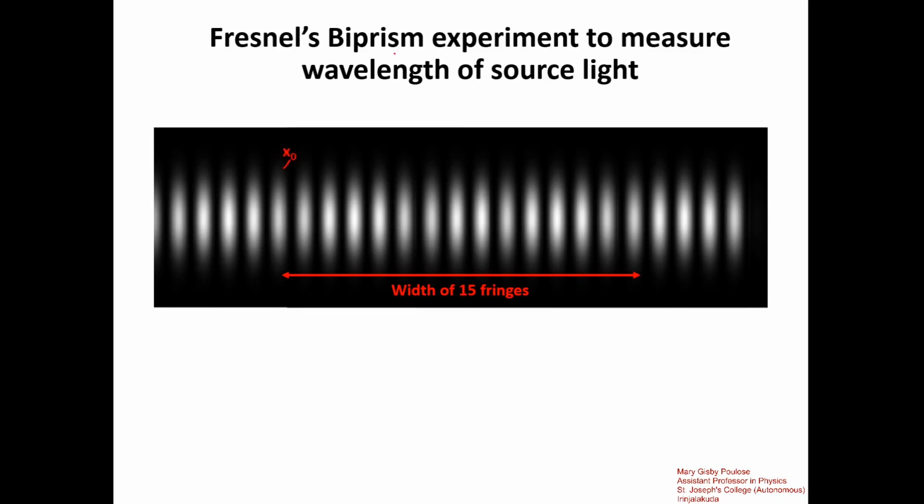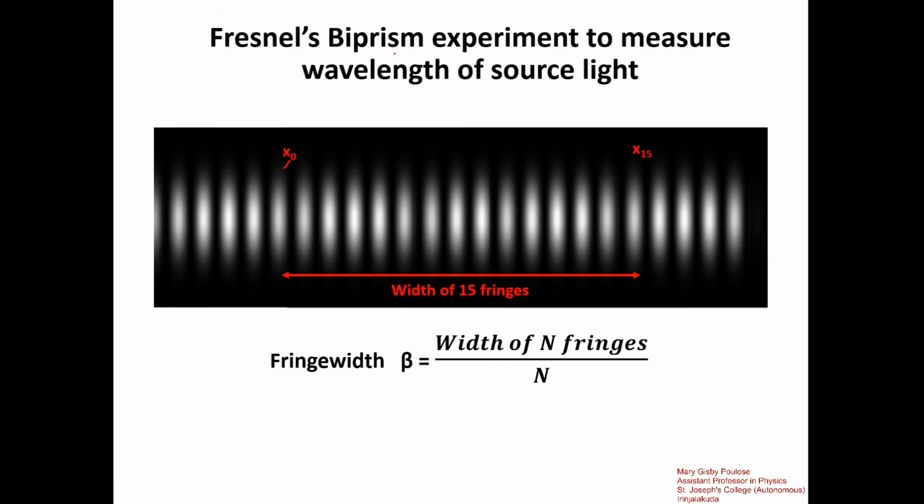The reading at that position will be x0, and after counting 15 fringes, the reading at that position will be x15. Hence, the fringe width beta is obtained as the width of n fringes divided by n. Here I have taken the width of 15 fringes divided by 15. That is, beta is equal to (xn minus x0) divided by n. Here we have taken (x15 minus x0) divided by 15.